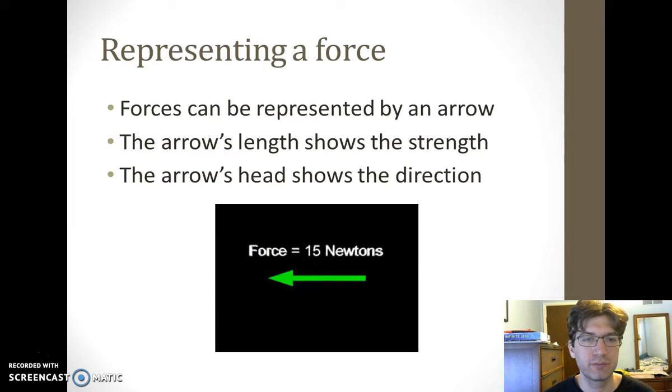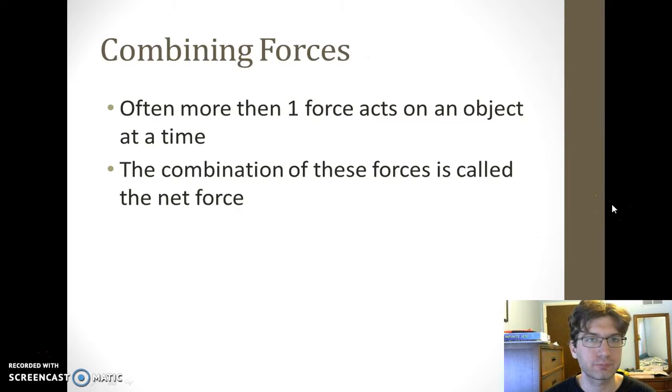So how do you represent forces? Well, forces are vectors, so they are going to be represented by an arrow. The arrow is going to show strength by the length of that arrow, and is going to show direction by the arrow's actual head. So here we have an example of a force of 15 newtons to the left, that direction.